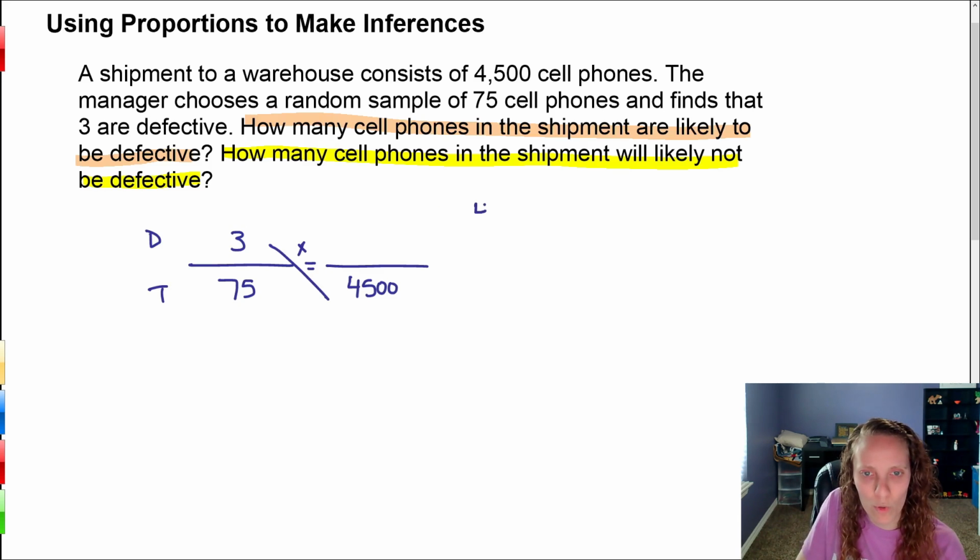So let's take 4,500 and multiply that by 3. 3 times 0 is 0. 3 times 5 is 15. 3 times 4 is 12 plus 1 is 13. And now we're going to take that answer and divide it by 75.